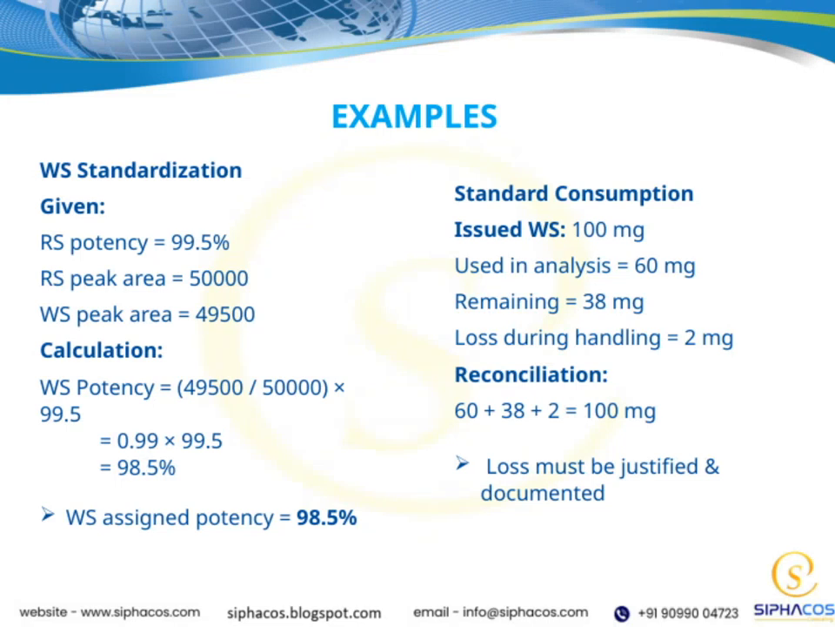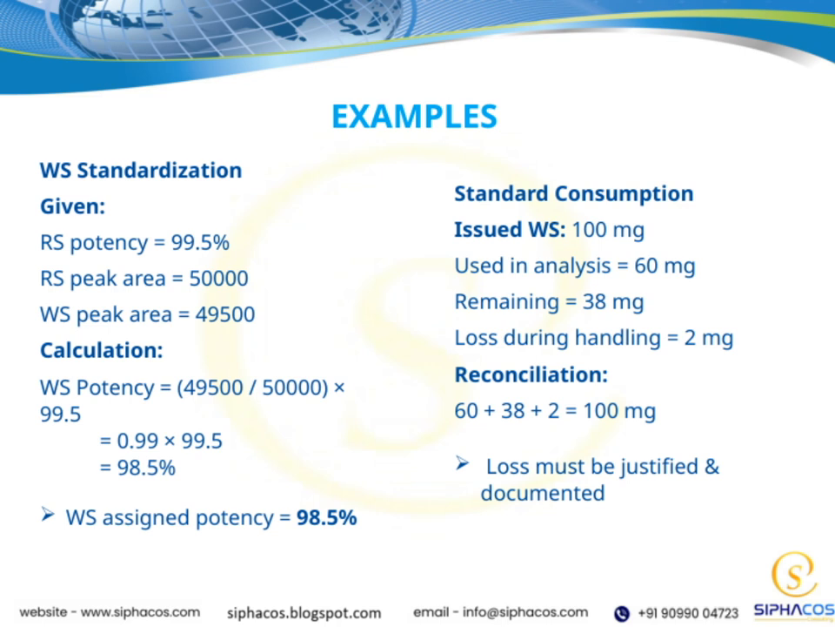Let's take a closer look at the standard consumption for this sample. We started with an issued working solution of 100 milligrams. Out of that, 60 milligrams were used directly in the analysis. After that, we have 38 milligrams remaining. Additionally, there was a small loss during handling, which accounts for 2 milligrams. When you add up the used amount, the remaining amount, and the loss, it totals 100 milligrams, which matches the issued amount. This step is crucial because any loss during handling must be justified and documented properly. It's important to account for every milligram to ensure accuracy and traceability.